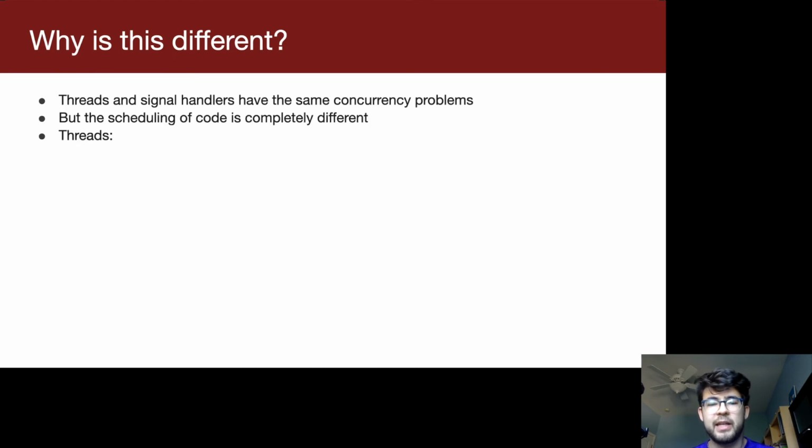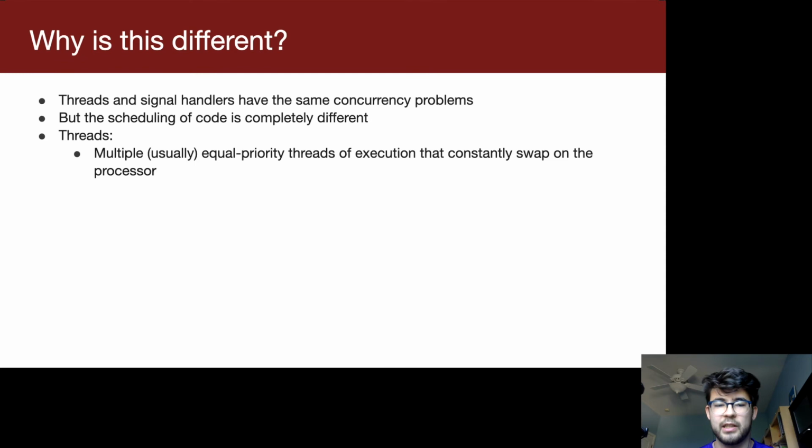So to make this more clear, you still have concurrency problems in both threads and signal handlers. And that's very important to recognize. But because the scheduling is totally different, the results are often very different. So in threads, you have multiple equal priority threads of execution that you constantly switch back and forth between on the processor. You can use locks to protect data. We haven't talked about locks in CS 110 yet, but we will in a week.